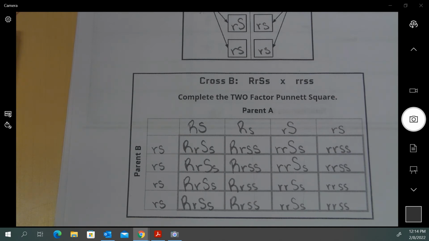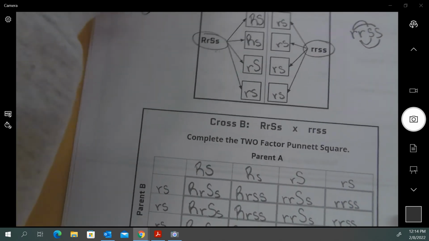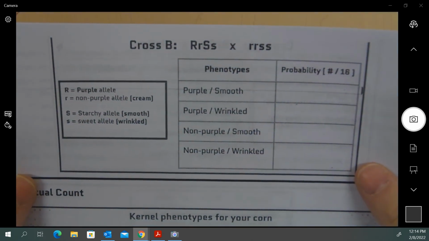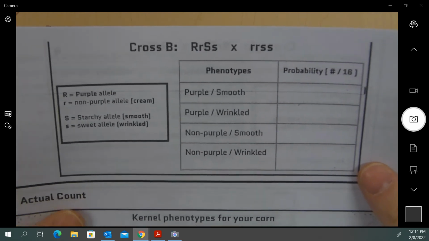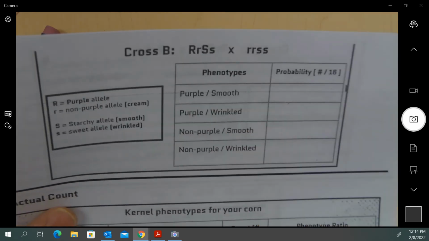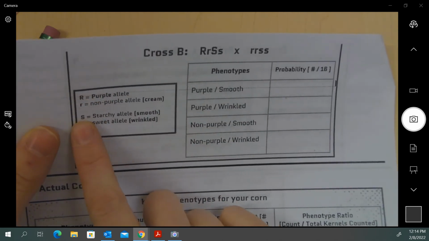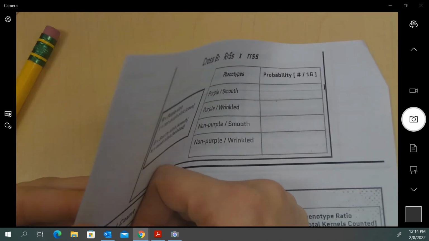So our different phenotype options, and I'm going to turn my page over just so you can see our options. We've got purple and smooth, purple and wrinkled, non-purple and smooth, and non-purple and wrinkled. First, I'm going to look for how many purple smooth that I have. So in order to be purple and smooth, I need to have a capital R and I need to have a capital S. So we're going to look for any that contain both a capital R and a capital S.